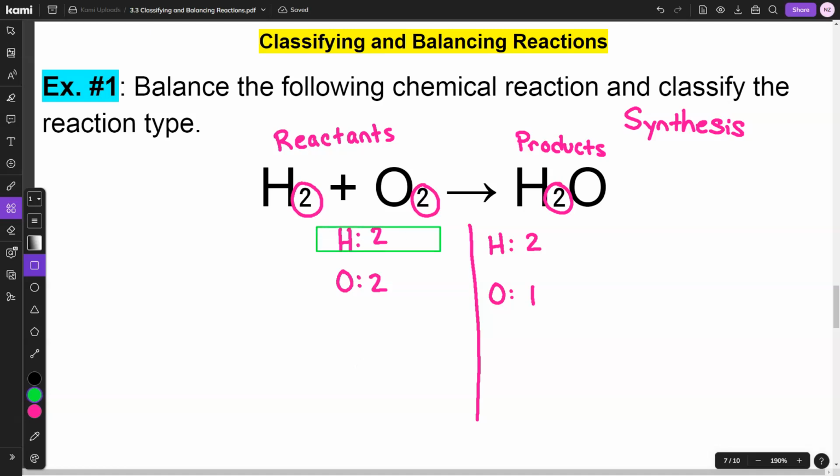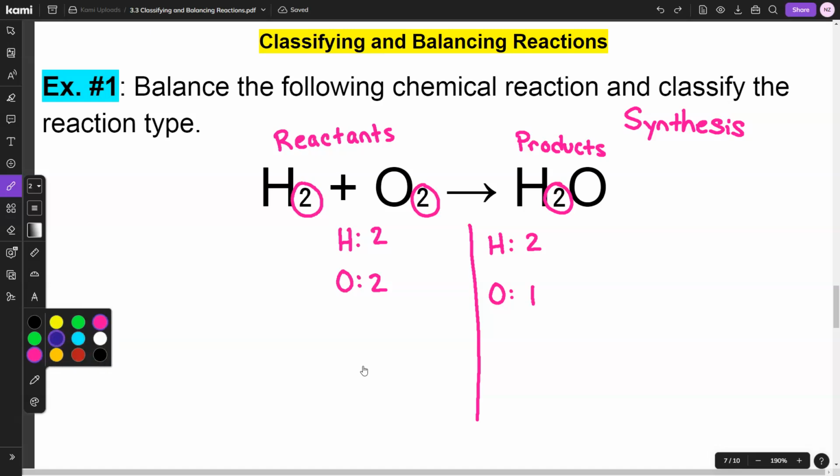If you look, our hydrogens are balanced, but our oxygens are not. I have 2 oxygens on the left-hand side and only 1 oxygen on the right-hand side. So we're going to need to add a coefficient. I can't just put a 2 here. That's breaking the laws of chemistry. What we are allowed to do is put a coefficient in front of it. If I put a coefficient in front of it, it is going to multiply each part of that compound. So there's 2 hydrogens. 2 times 2 now makes this 4 hydrogens. 2 times the 1 oxygen makes 2 oxygens here.